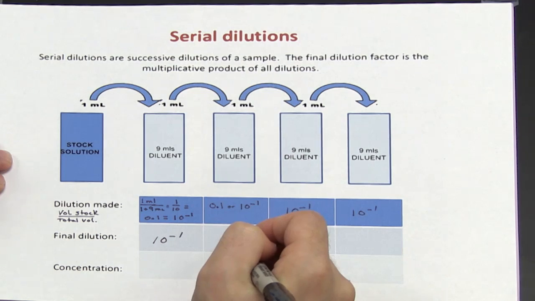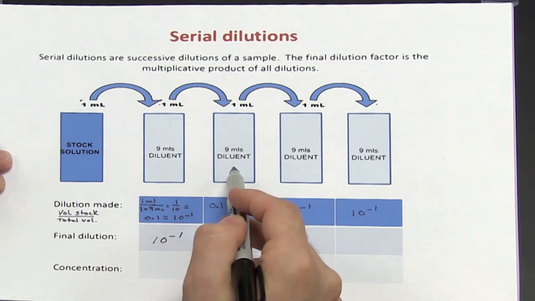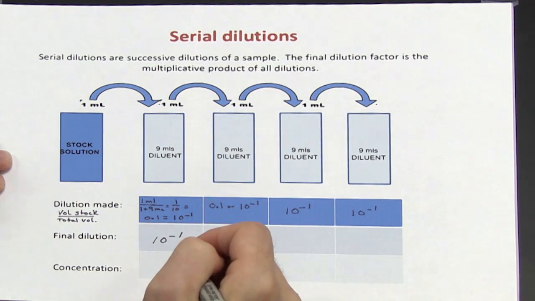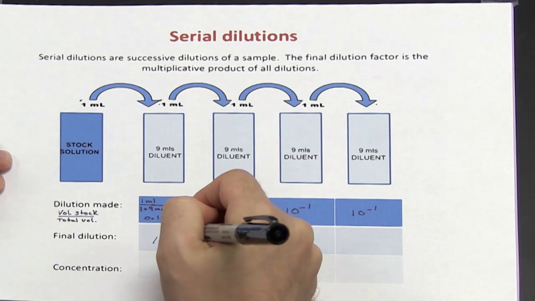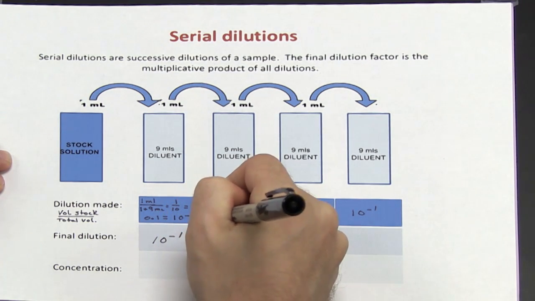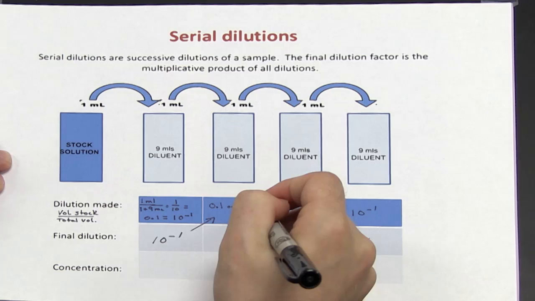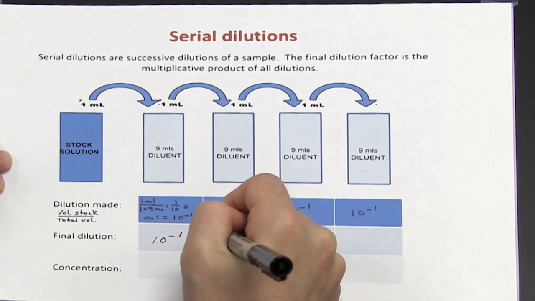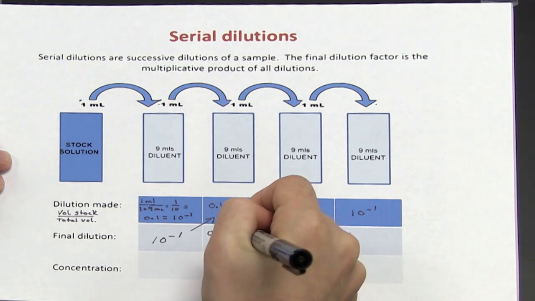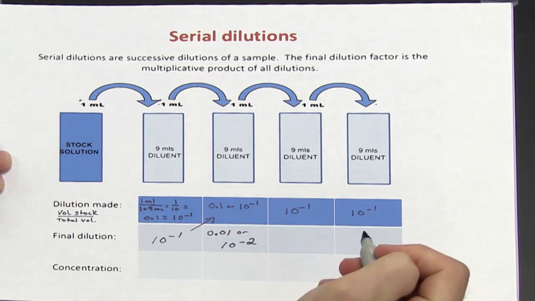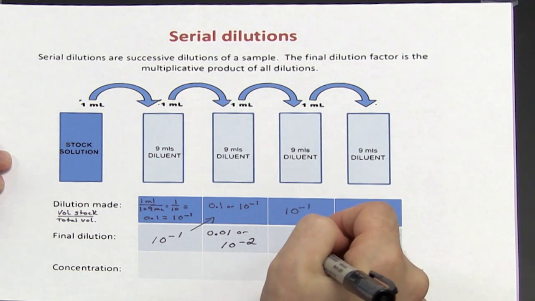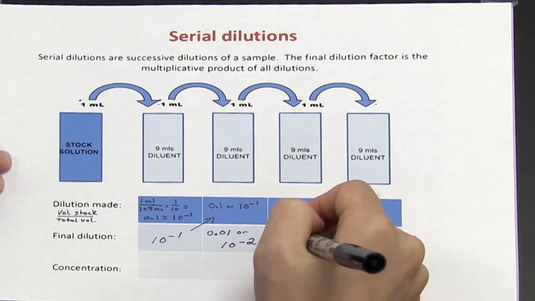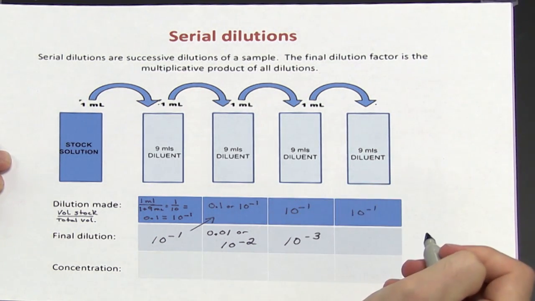To figure out the final dilution of this vial, we do that by taking the final dilution and multiplying it by the next dilution. So if I take this 10 to the minus 1 and multiply it by this dilution, 10 to the minus 1, that tells me that this vial has a final dilution of 0.01 or 10 to the minus 2 dilution. The final dilution here would be 10 to the minus 2 times 10 to the minus 1, which gets me 10 to the minus 3.